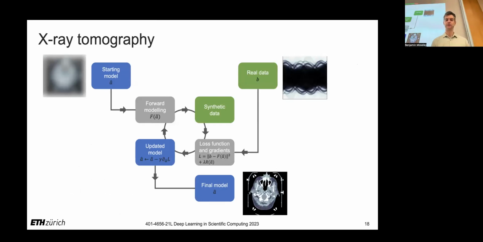Okay. So I've just drawn this out pictorially. Sometimes it's a bit easier to understand in a picture. So again, we start with our model, do some forward modeling, compute our loss function, compute our gradients, do this inner loop of the algorithm, and then eventually we end up with a final model. And our input is our real data here.